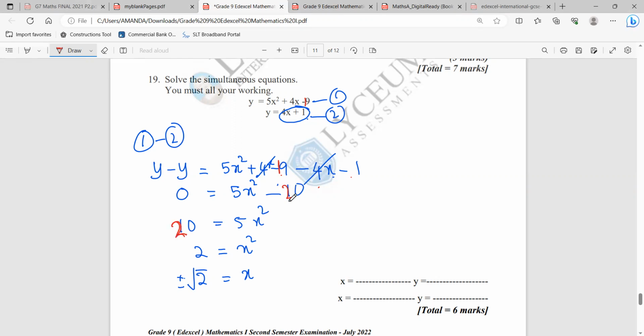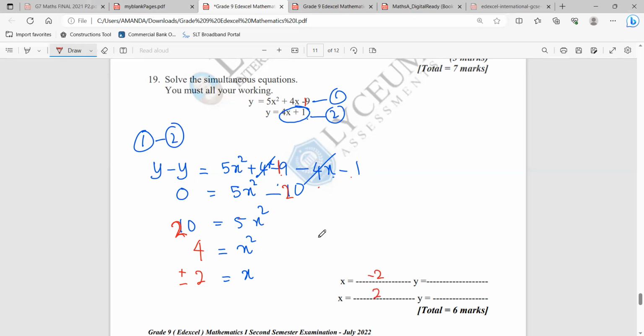So this minus 20, when you take it to the left-hand side, and then 20 divided by 5 is going to be 4. So x squared is 4. Then the square root of 4. What is the square root of 4? Plus or minus 2. So x is either minus 2 or plus 2. So x has two values, x equals minus 2 or plus 2.